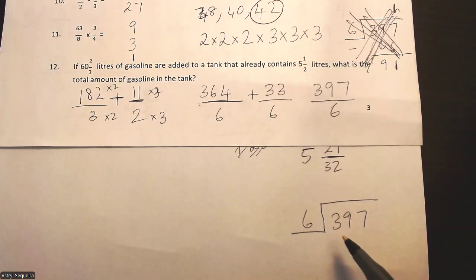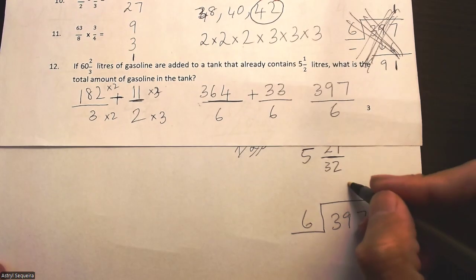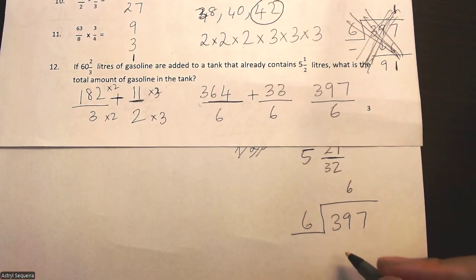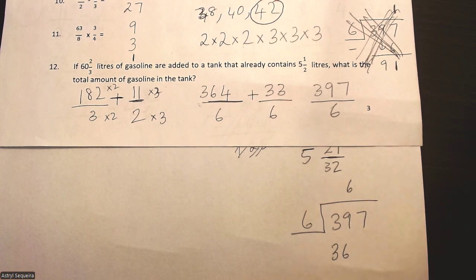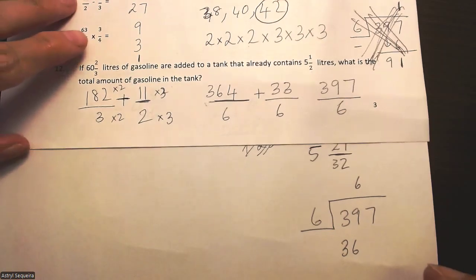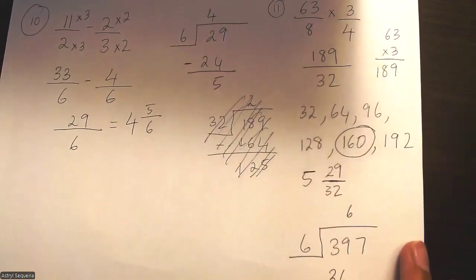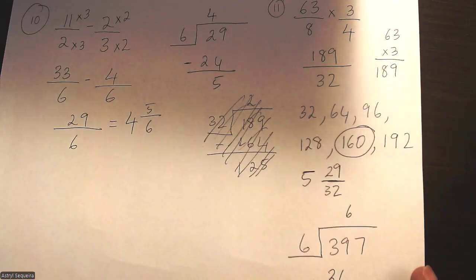So 6 doesn't go into 3. Yeah, I haven't done long division in a while. I was doing that backwards. 6 goes into 39 6 times. 6 times 6 is 36. I did long division earlier in this video, I believe. I don't know what happened. Brain fog. I guess they were not too difficult, that's why I was getting confused.